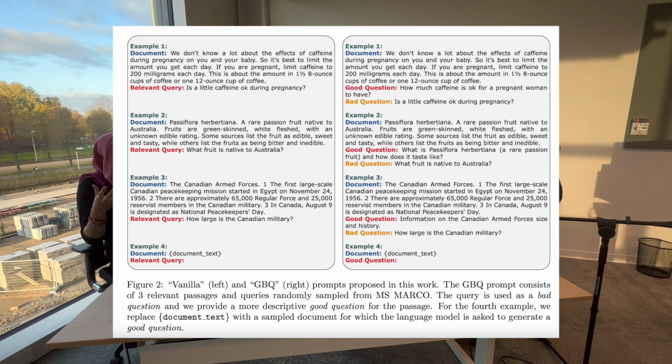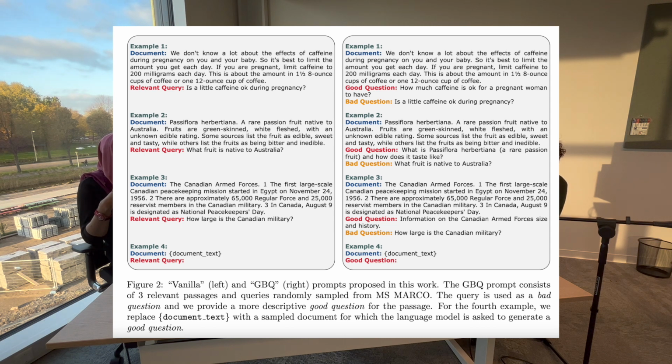So if the answer comes from just one word, you also don't expect the model to be trying to encode all of the information in the document in the representation. But if it's a more complex question, then the model has to work harder to encode the document information. So that was how we came up with the GBQ prompt.